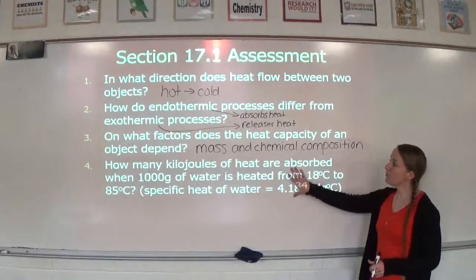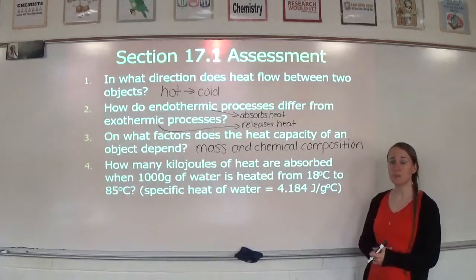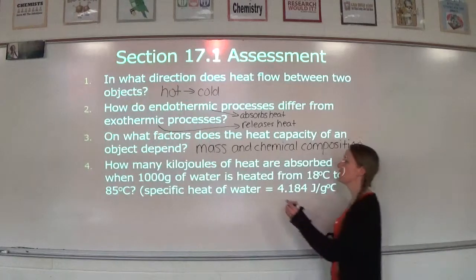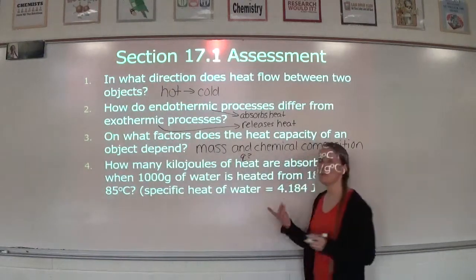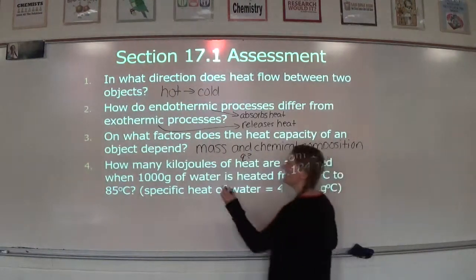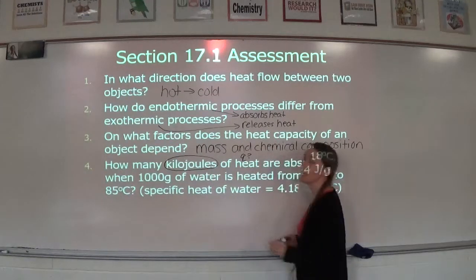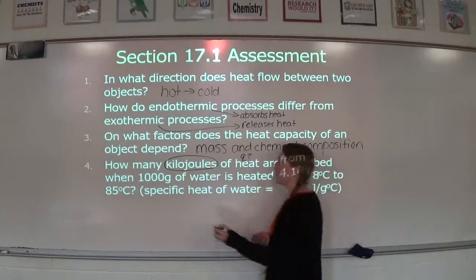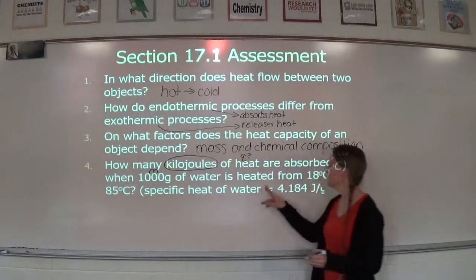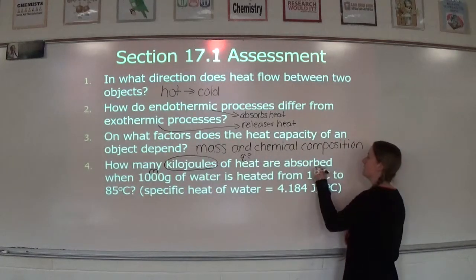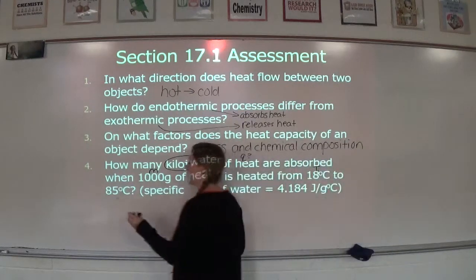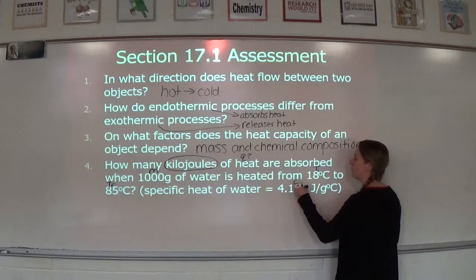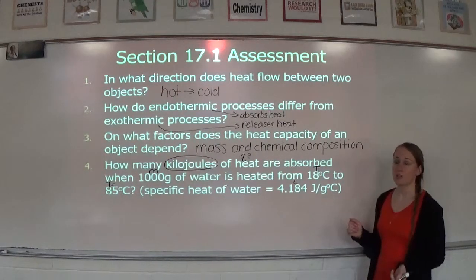All right, so number 4 is a math question. It's Q equals MC delta T. So it says how many kilojoules of heat are absorbed, so we're looking for Q, but remember when we solve for Q, we're going to get joules. So we do need to make a note that we're going to need to change it to kilojoules. All right, so how many kilojoules of heat are absorbed when 1,000 grams of water, so there's my mass, is heated from 18 degrees Celsius, so there's my initial temperature, to 85 degrees Celsius, so there's my final. And then I tell you the specific heat of water is 4.184 joules per gram degree Celsius.